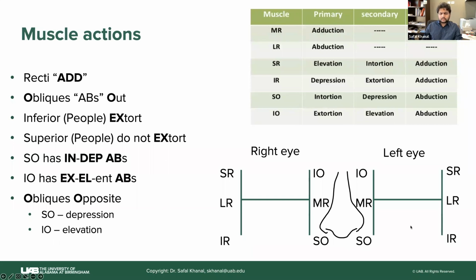Now here are the cardinal positions of gaze, which help you to remember which muscles are involved when you move the eye to a certain cardinal position of gaze. For example, if the eye is up here, looking at the superior temporal side, then the muscles that are involved are superior rectus from the right eye and inferior oblique from the left eye. So if you remember this, it helps you to remember which muscles are in action when the eye is moved to a certain direction from the primary position of gaze.